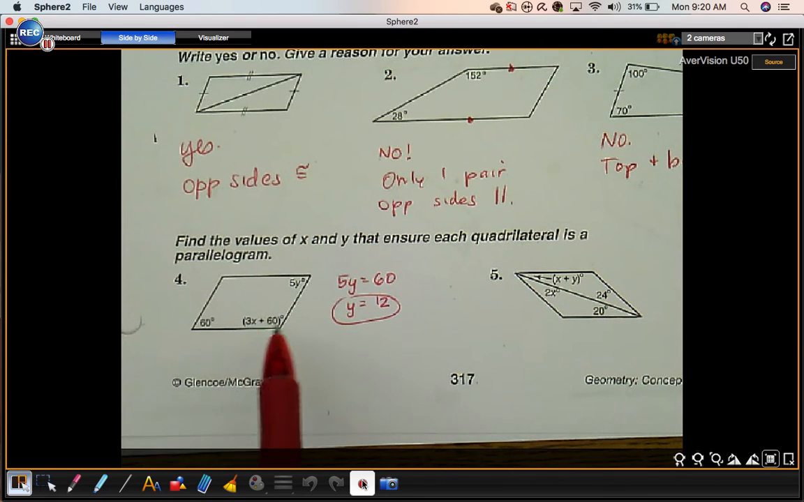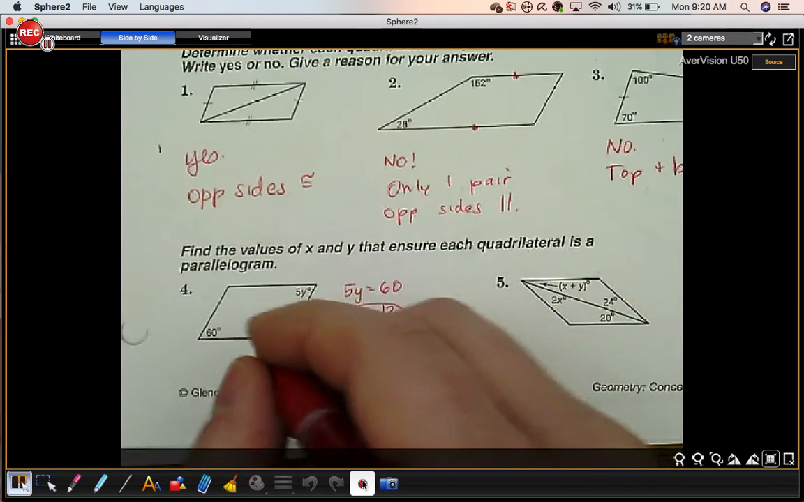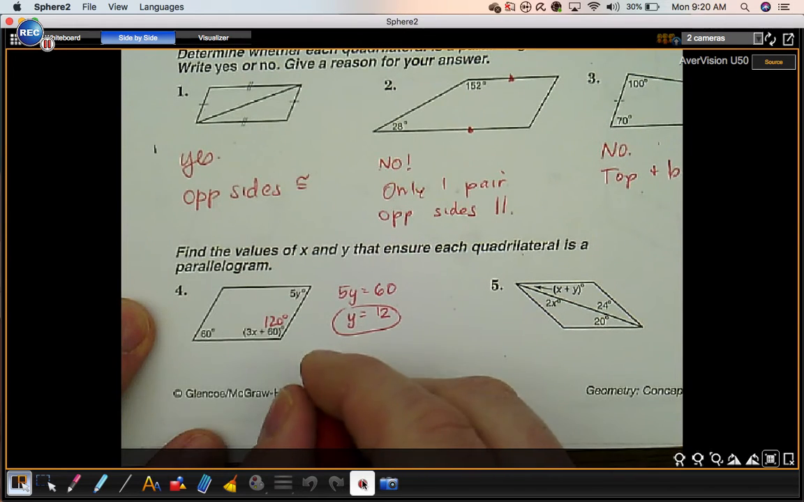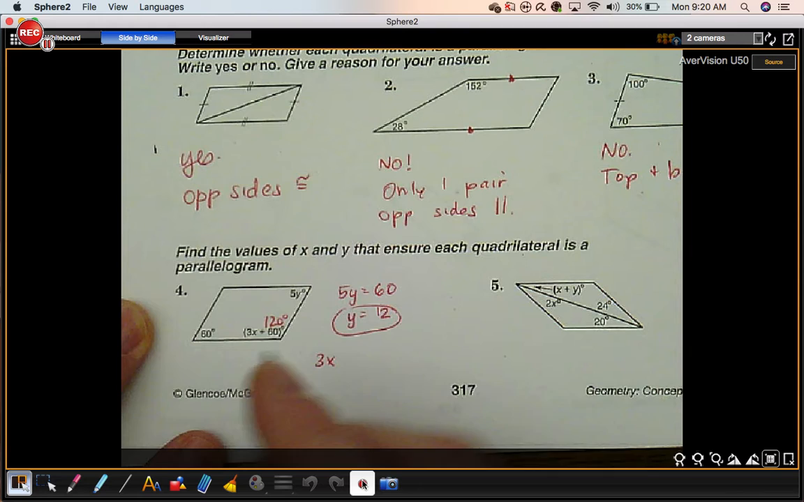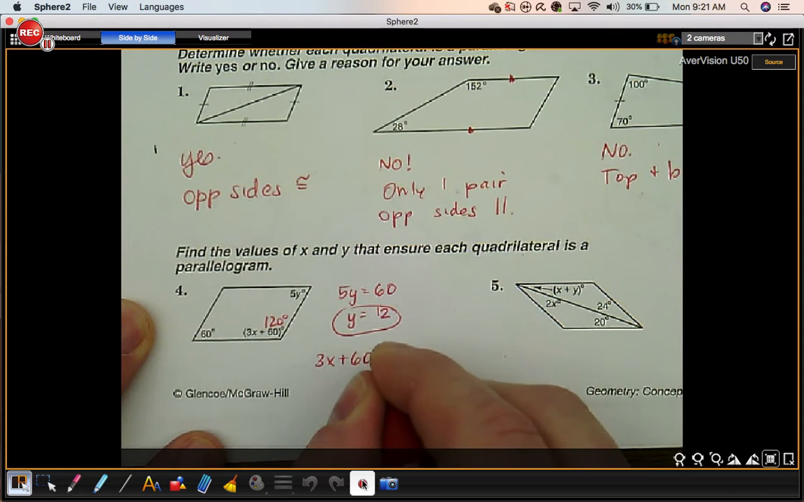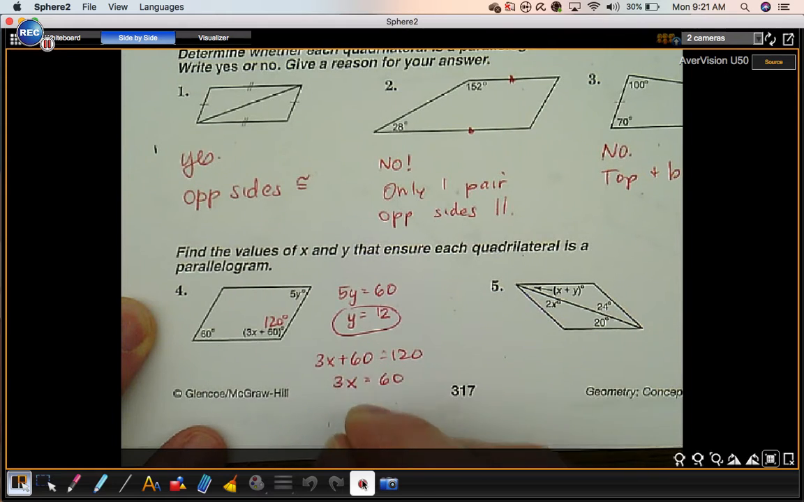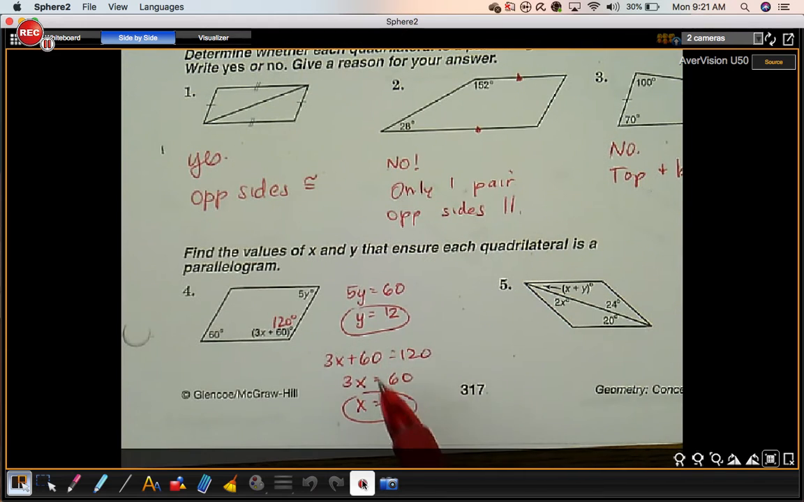Now you also need to figure out what x would have to be. If this is a 60-degree angle, then this angle right here needs to be 120 degrees. Remember, your consecutive interior angles are supplementary. So 3x plus 60 equals 120. 3x will equal 60. 1x will equal 20. So both of these things have to happen for this figure to be a parallelogram. We're just using the fact that our opposite angles need to be the same, and our adjacent angles or consecutive interior angles need to be supplementary.